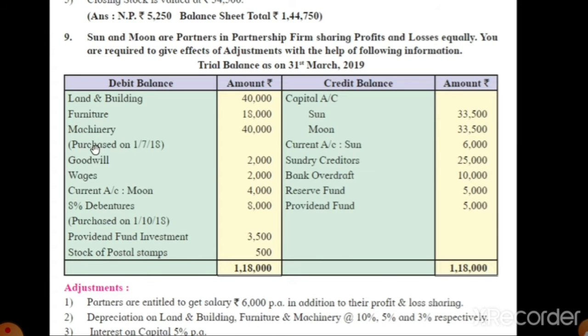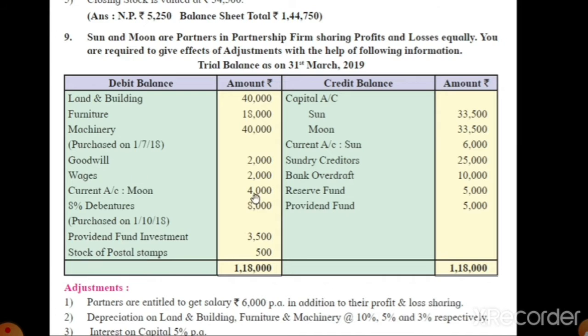Here student, in bracket they give certain information. What is that? Purchased on 1st July 2018. Student, from this date we understood that this machinery of rupees 40,000 is purchased on 1st July 2018. It means in this financial year this machinery is used from 1st July 2018 to 31st March 2019, total 9 months. That information helps us at the time of calculation of the depreciation on that machinery.